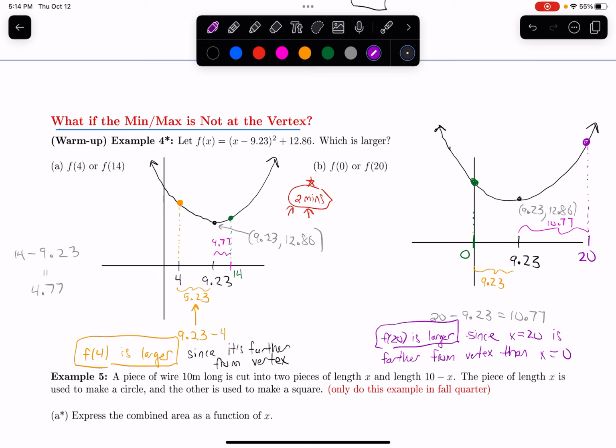This idea of identifying when a particular point is further from the vertex shows up sometimes in max-min problems. In our next video, we'll take a look at an example where that happens.